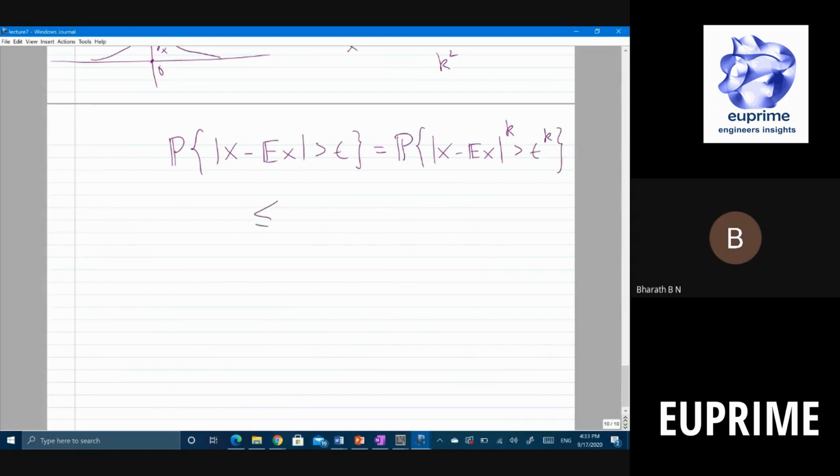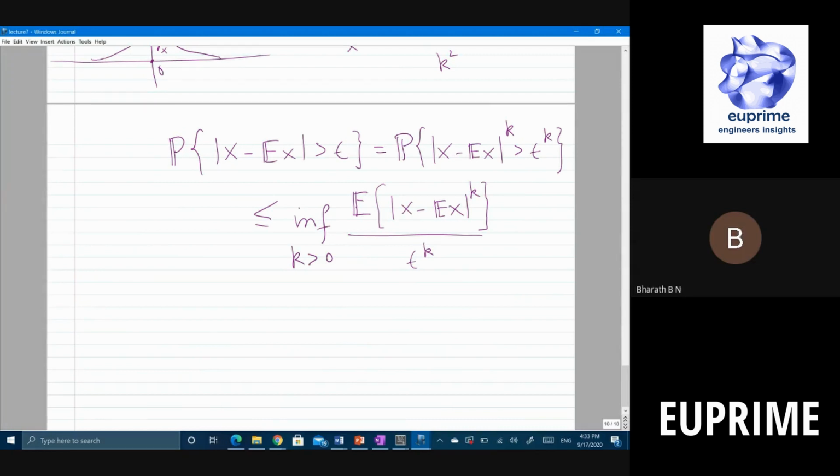Now I can apply Markov, which gives the expected value of |X − E[X]|^k divided by t^k. Simple Markov. But I'm free to choose k, right? I'll choose k in such a way that this is very tight. So this gives me another bound.